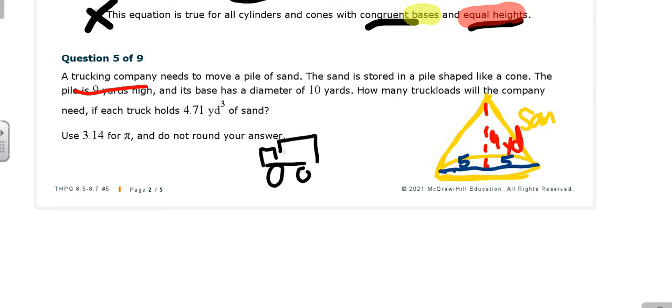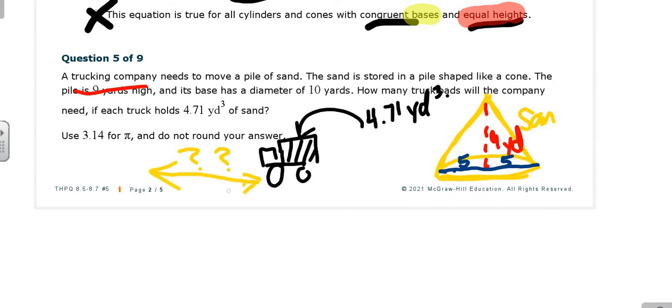Each truckload holds 4.71 yards cubed of sand. You're the one scheduling the trucks. So we're asking, how many truckloads is it? How many times, if you only have one truck, how many times does it have to go back and forth to deliver this sand?